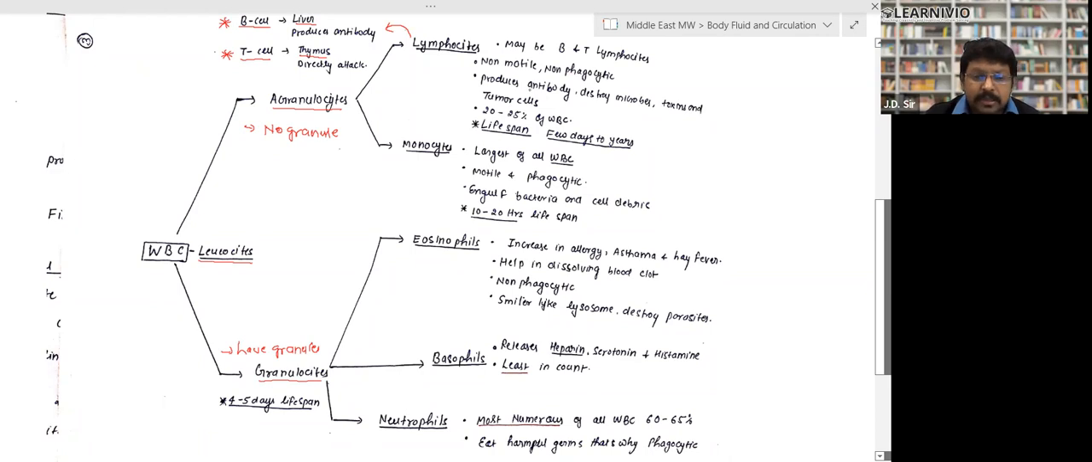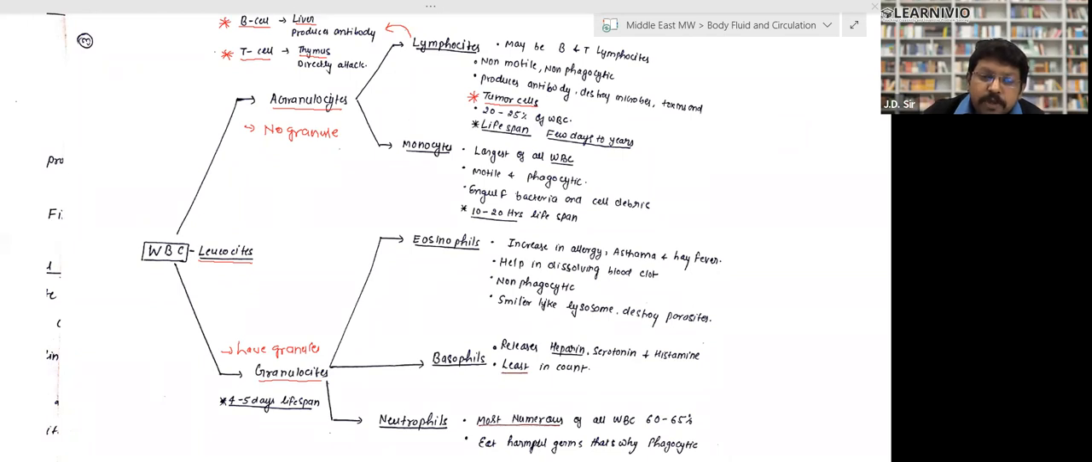Next, they produce antibody and destroy microbes, toxins, and tumor cells. Underline the tumor cells. This question has been asked in medical examinations: which cells are responsible for killing the tumor cell? Our body has the capability of killing tumor cells. Medicines are still not effective against tumor cells, but our body's own immune system can fight against tumor cells or cancer cells.